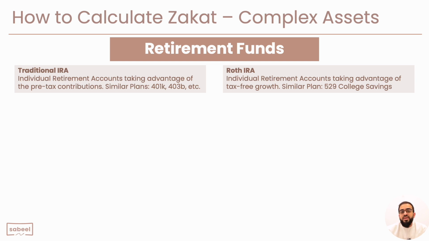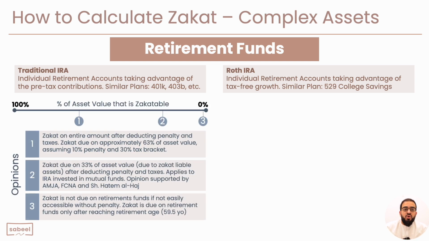The Roth IRA is an individual retirement account that takes advantage of tax-free growth. So in essence, you put in $100, the government charges tax on those $100, but your contributions grow at a tax-free growth, and at withdrawal, you will not be taxed. Accounts such as these or 529 college savings follow a similar concept and logic.